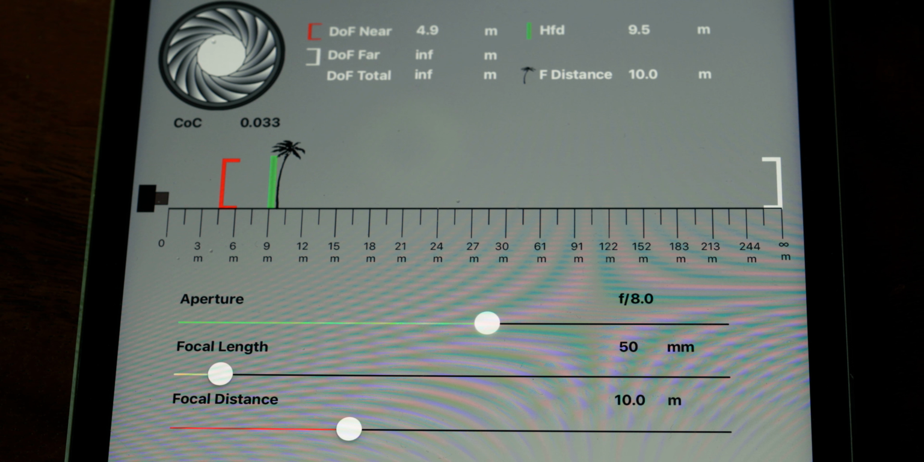So what I'm going to do is move the aperture to an even smaller number, which is f2. Now look what happened. You only have 20 centimeters of in focus area. So you're having 1.7 to 1.9. And that means you're only getting 20 centimeters of in focus area. And that is a very small number.